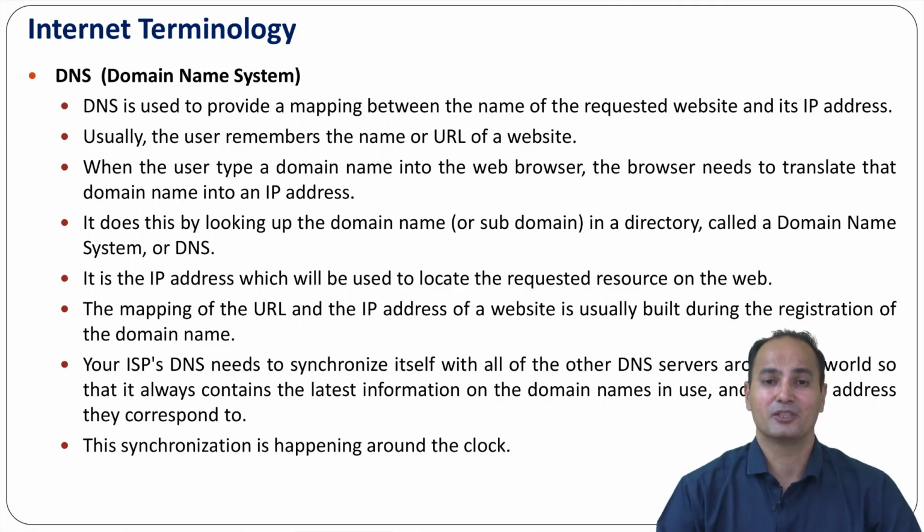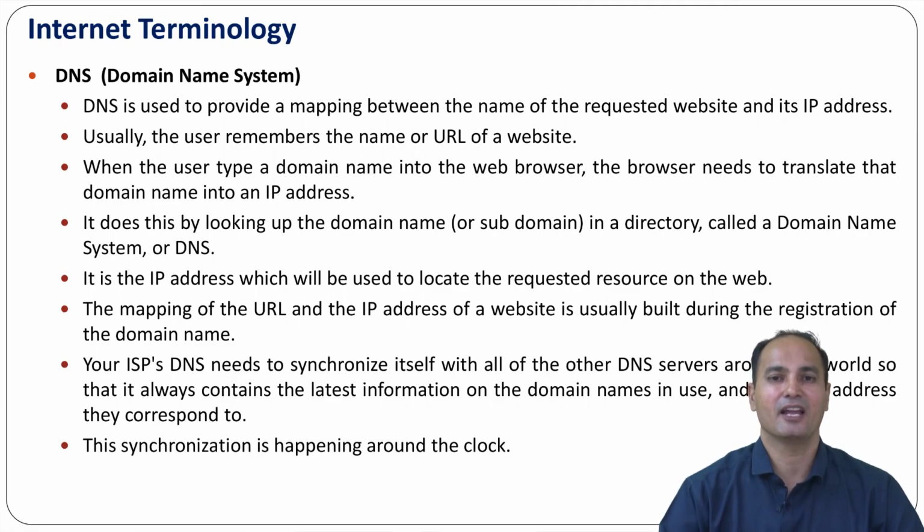When the user types a domain name into the web browser, the browser needs to translate that domain name into the IP address. It does this by looking up the domain name or subdomain name in a directory called the domain name system or DNS. It is the IP address which will be used to locate the requested resource on the web. The mapping of the URL and the IP address of a website is usually built during the registration of the domain name.